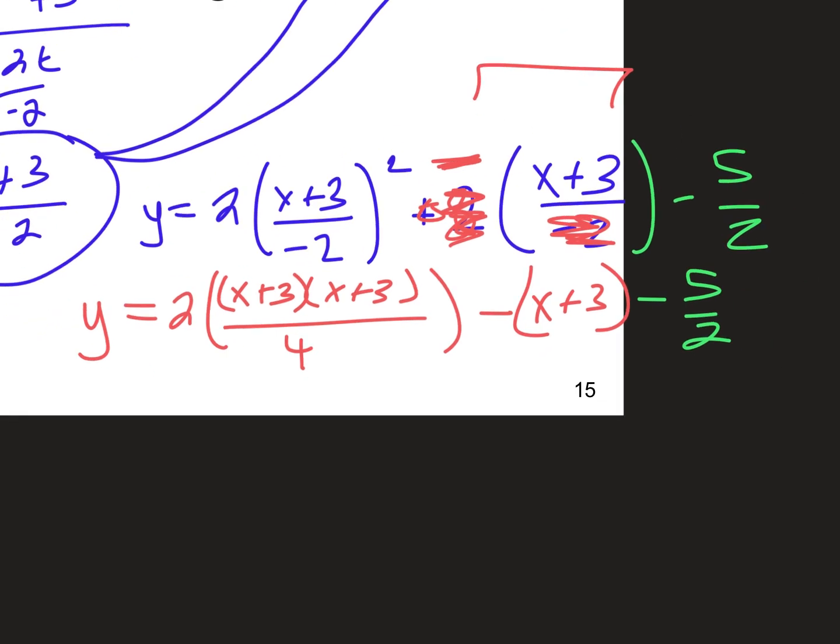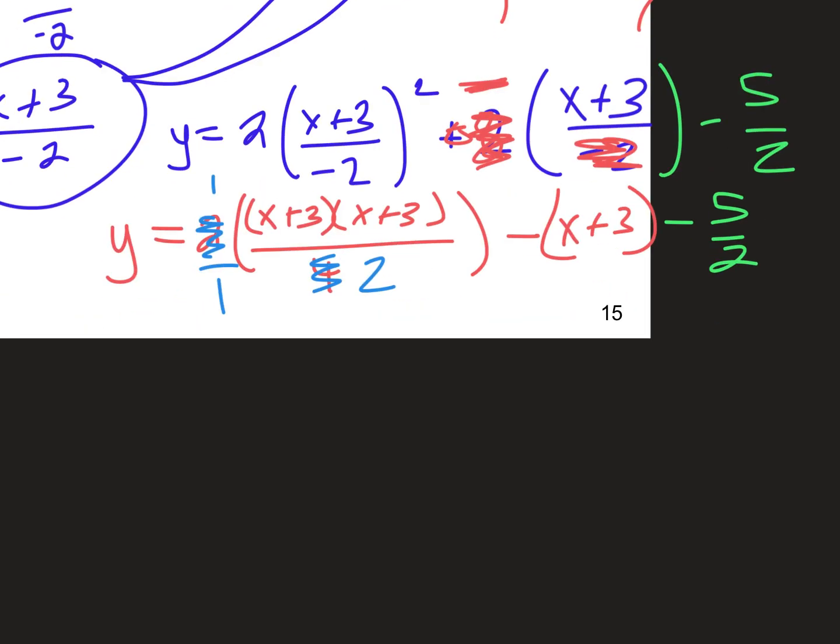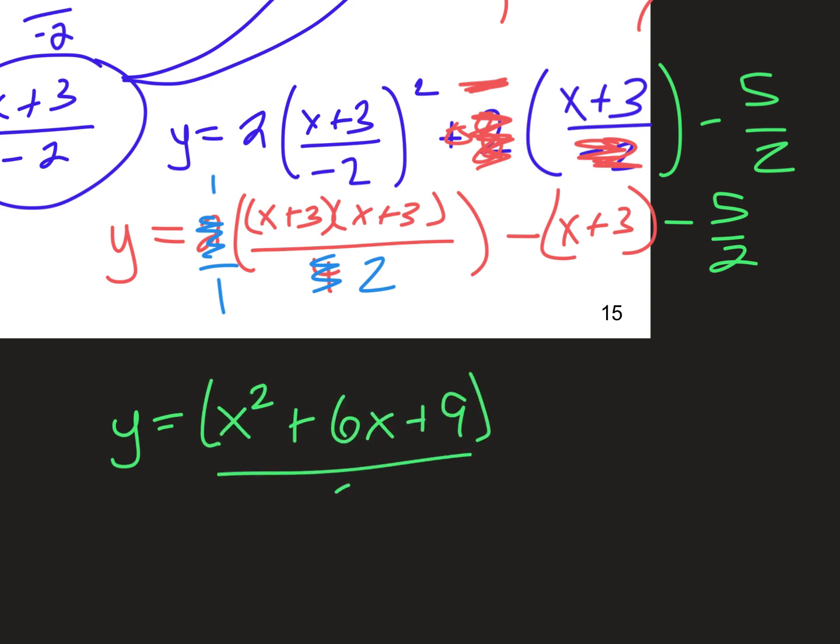All right, so now let's simplify. What simplifying can I do in that first term? This is 2 over 1, and that's x plus 3 times x plus 3 over 4. So what can I cancel? Okay, the 2 becomes a 1, and this becomes a 2. All right, so on the bottom here, I have y equals, I'm going to go ahead and multiply that out. X squared plus 6x plus 9 over 2.